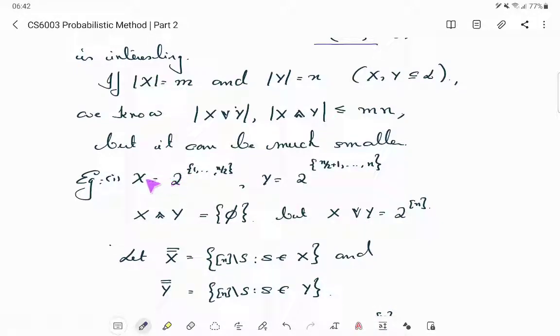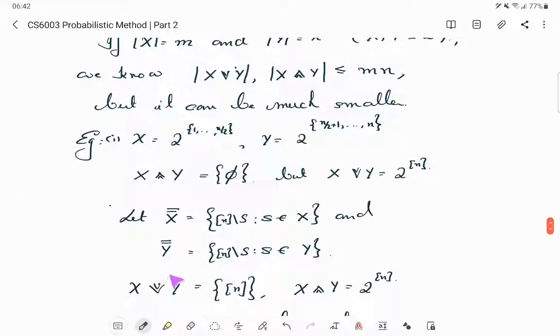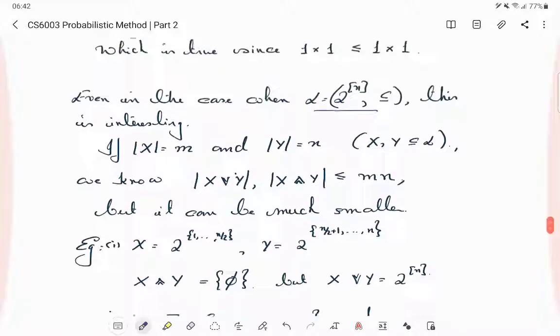So if you take the element-wise complement of this family and this family, then you will see that the opposite is true. Your pairwise union only contains a singleton set, which is the universal set, and hence the pairwise intersection should contain all the elements in the power set. Okay, so these are interesting things.